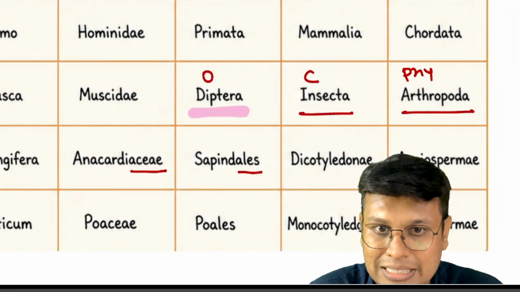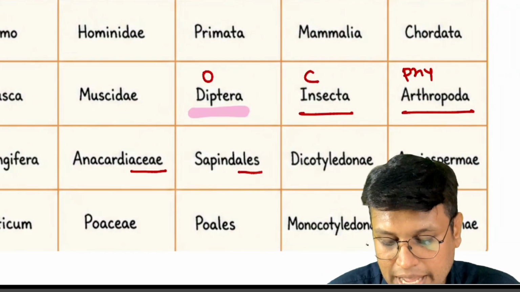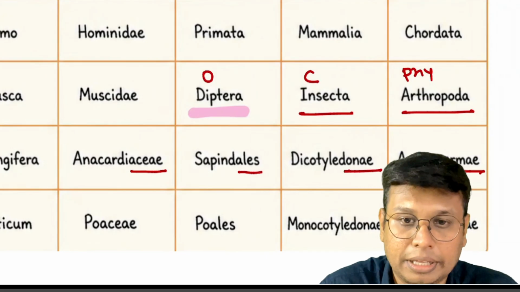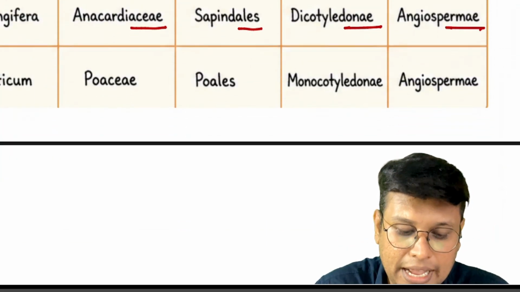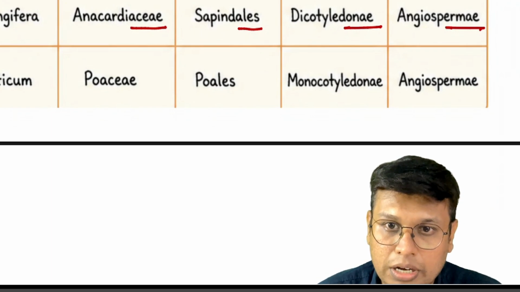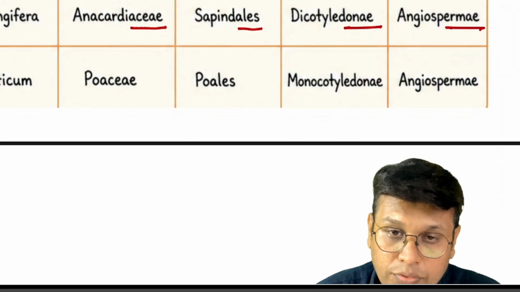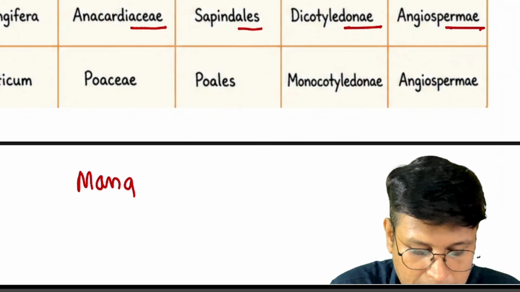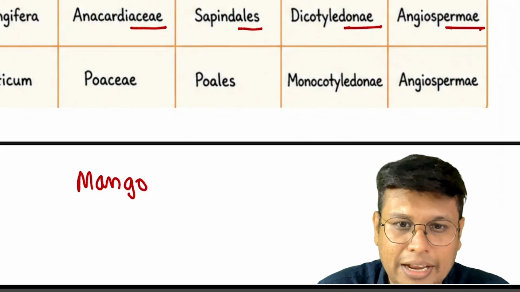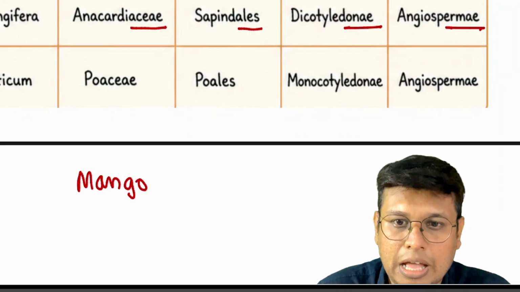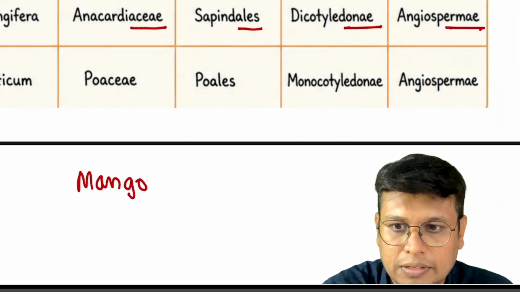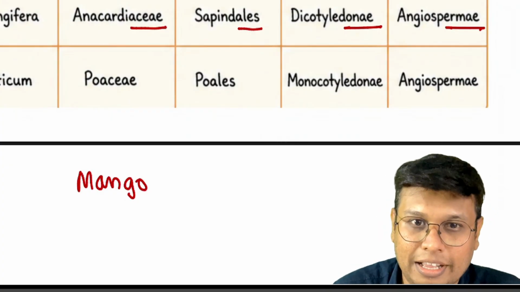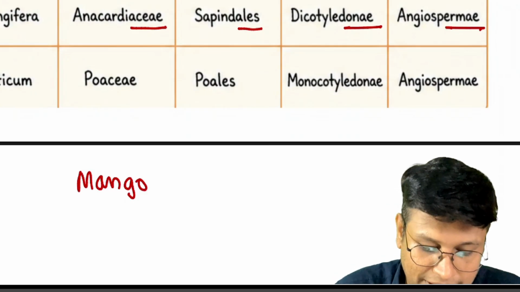So Sapindales is the order, and then you have dicot, Dicotyledone, and angiosperm. So these are again Anacardiaceae, Sapindales, Dicotyledone, and angiosperm. So how will you remember this classification for mango? Mangifera indica, everybody knows. Mangifera is the genus. So how do you remember the mango, Mangifera indica? The family, you have to remember the family.